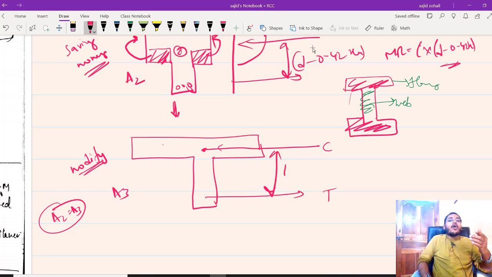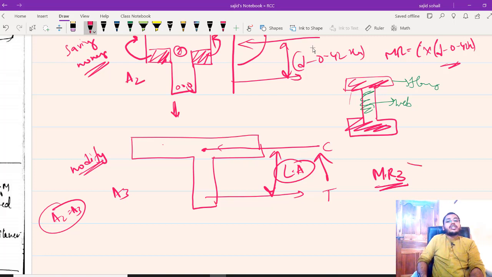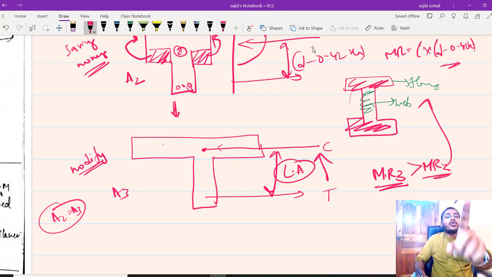My lever arm got increased. By doing this, my lever arm got increased. So what will be my moment of resistance? My moment of resistance in this section 3 will be greater than my moment of resistance in section 2 above. I hope you got the point.